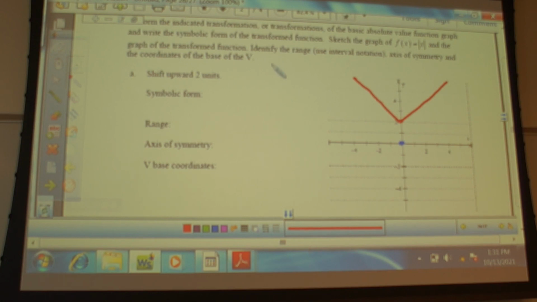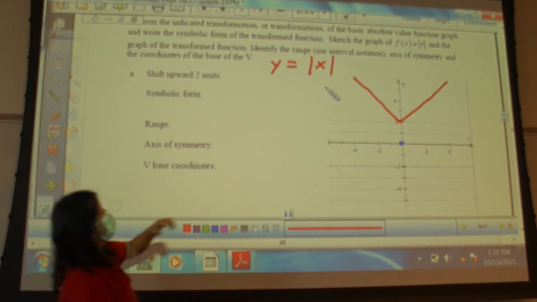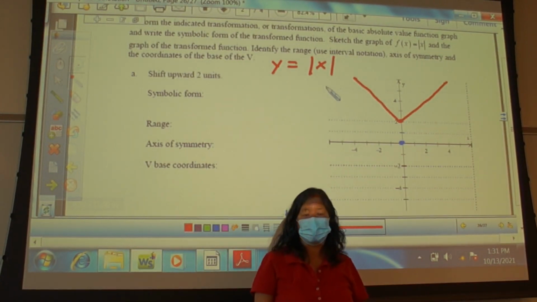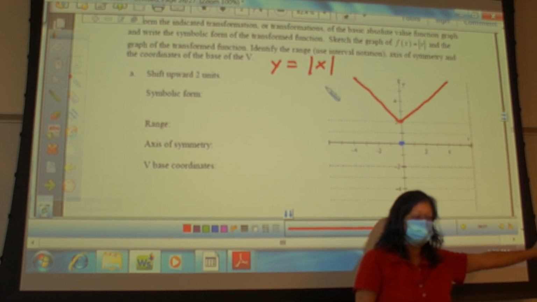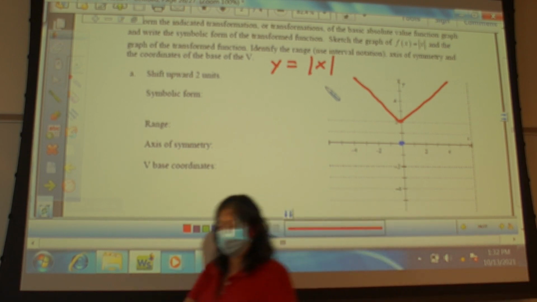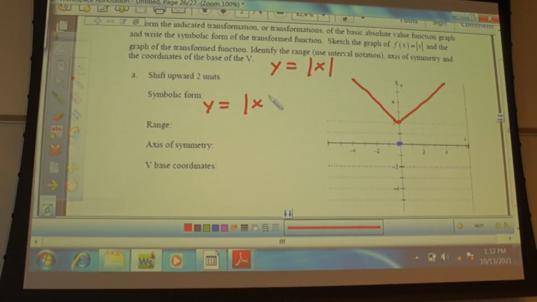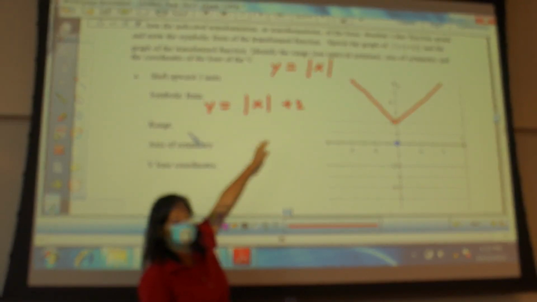Symbolic form. The basic form is y equals absolute value of x. If I shift upwards, is this on the inside or the outside? Outside. So outside of the function, you should do up 2, which should be what? Plus 2. Y equals absolute value of x, on the outside, plus 2, because we're shifting up 2. Are you guys all on board with this part? Okay.